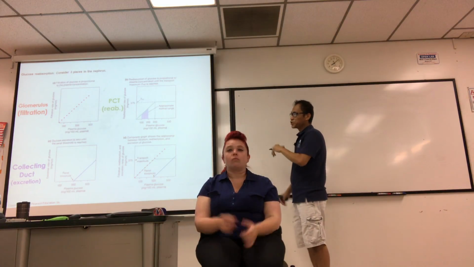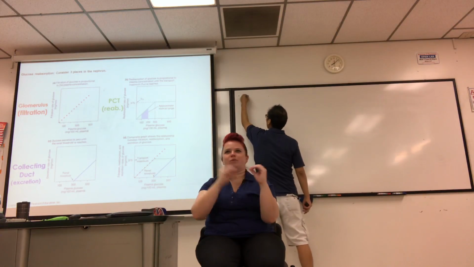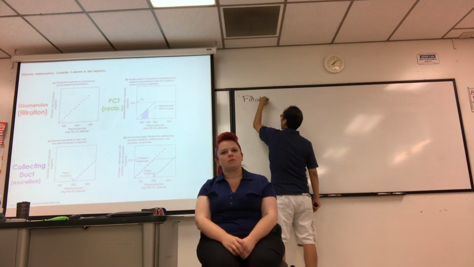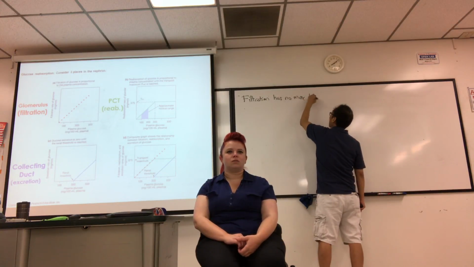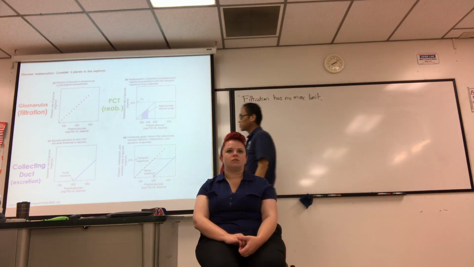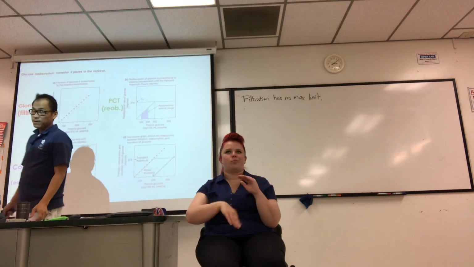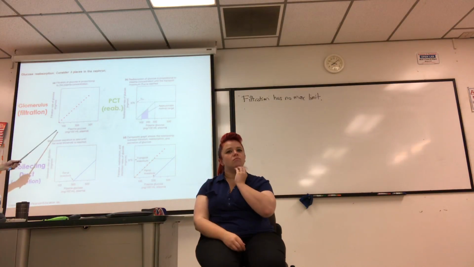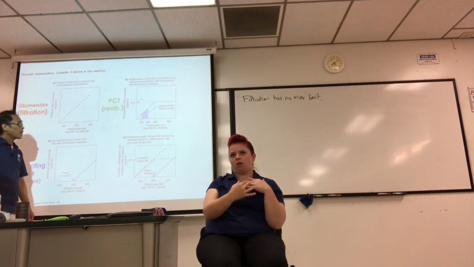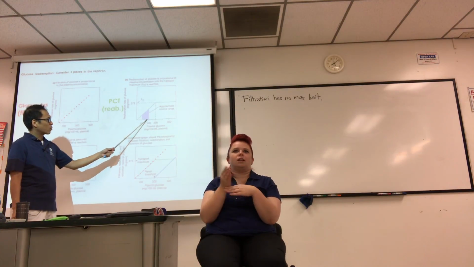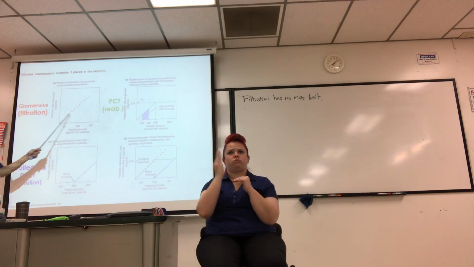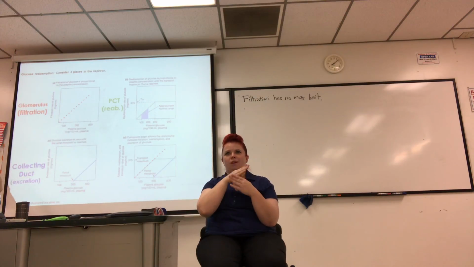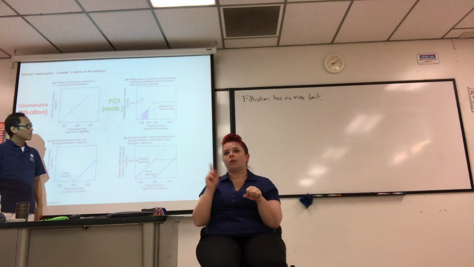The first thing to note is that filtration has no max limit. Do you see that in the data? Here's the concentration of glucose in your blood. They give you the approximate normal range here. You can go well past the normal range, and it's all filtered. This never levels off, which tells us it never maxes out. But you can max out reabsorption. Let's make sense of that.